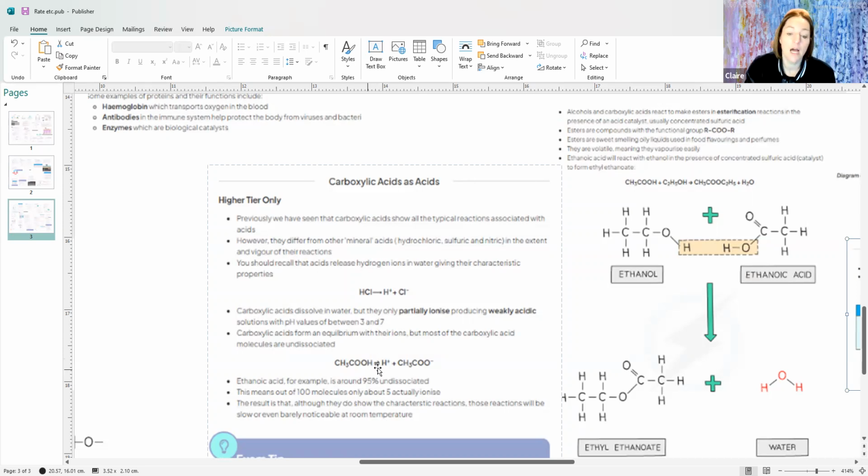Anyway, carboxylic acids form an equilibrium with their ions, but most of the carboxylic acid molecules are undissociated. So ethanoic acid, which is your vinegar, is only partially ionized, and ionized just means it's forming ions. Okay, and that's through dissociation.